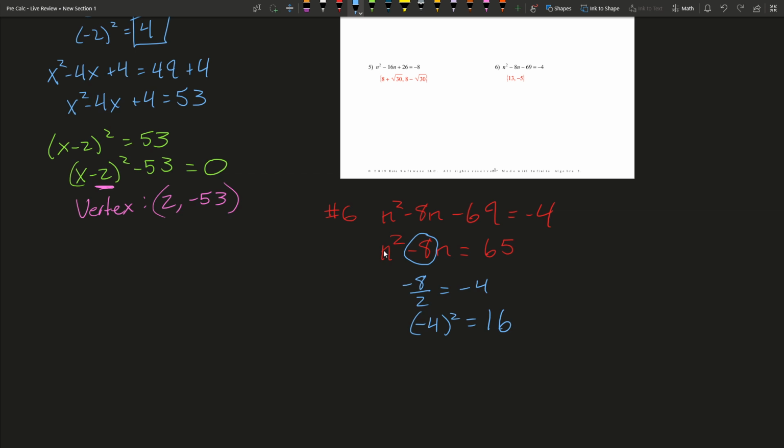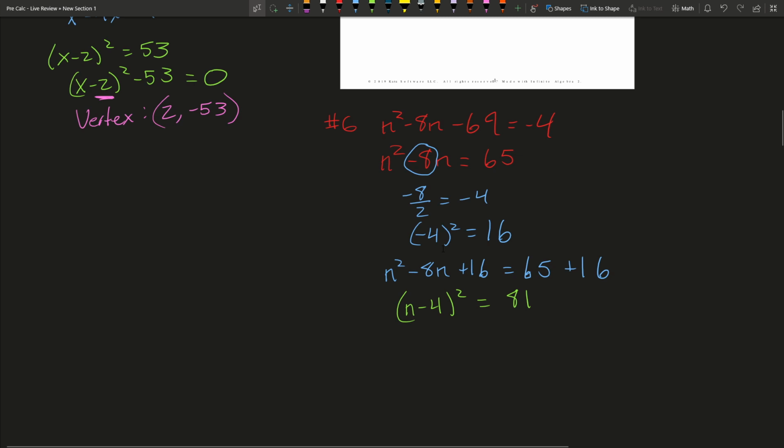So when we do that, we get n squared minus 8n plus 16 is equal to 65 plus 16. When we factor the left, we get n minus 4 quantity squared is equal to 81. When we subtract 81 from both sides, we get n minus 4 quantity squared minus 81 is equal to 0. So our vertex is 4, negative 81.